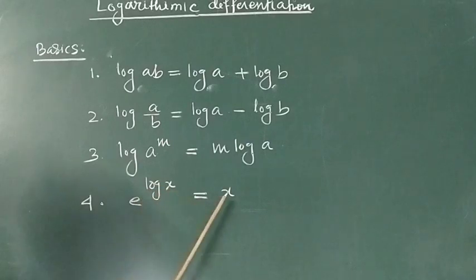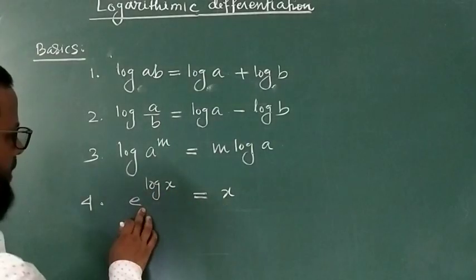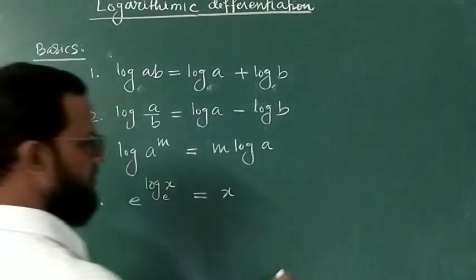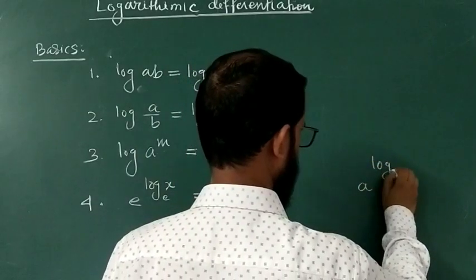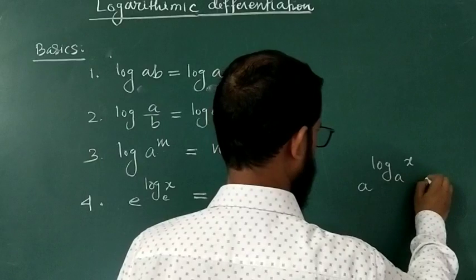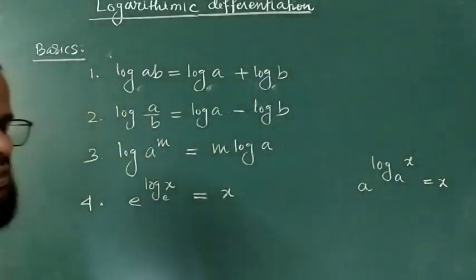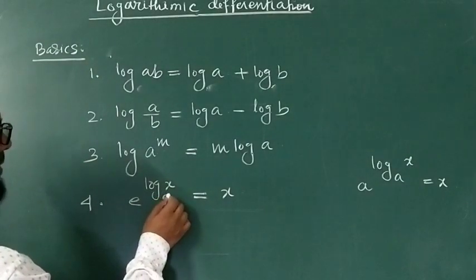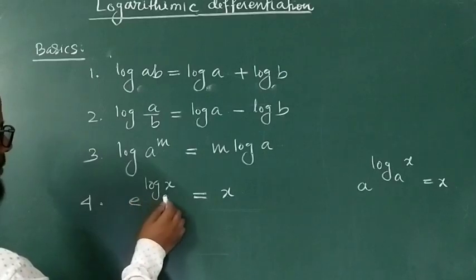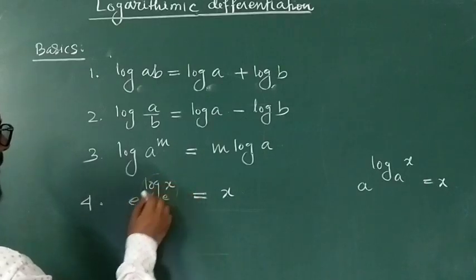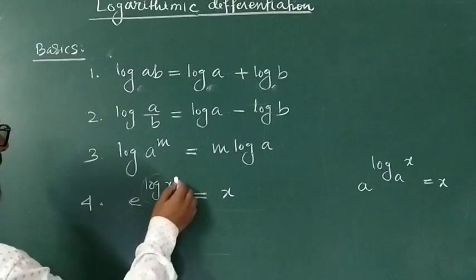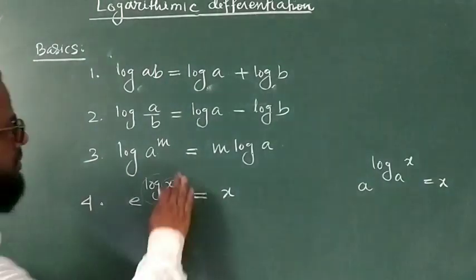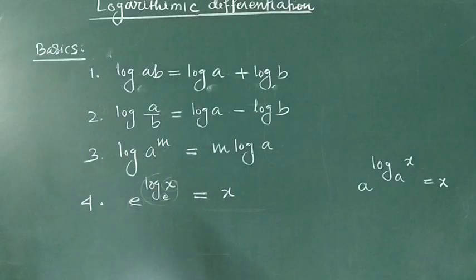e to the power log x is equal to x. That means if this is base e and this is also base e, then the result is x. Actually, the definition is a to the power log x base a equals x. Understood? This is the actual definition. Here I am using e, so the base is e and the power is also e. If both are the same, the result is exactly x. So these are a few results regarding logarithm.